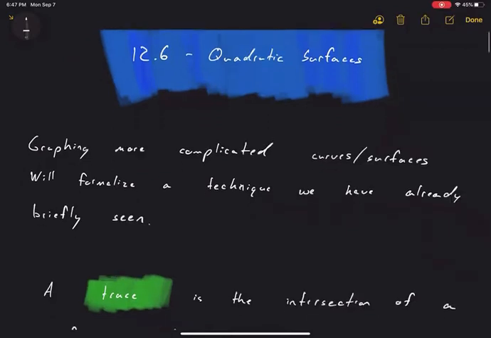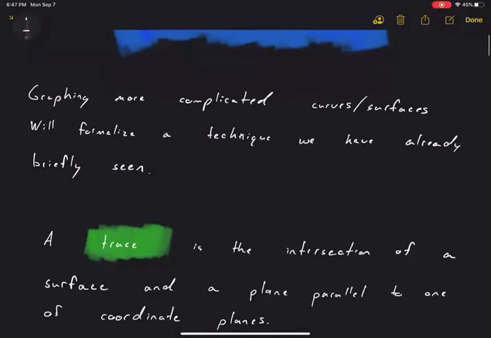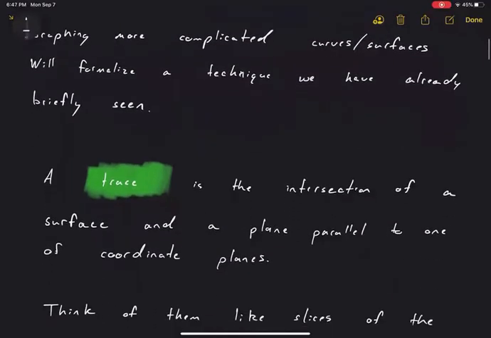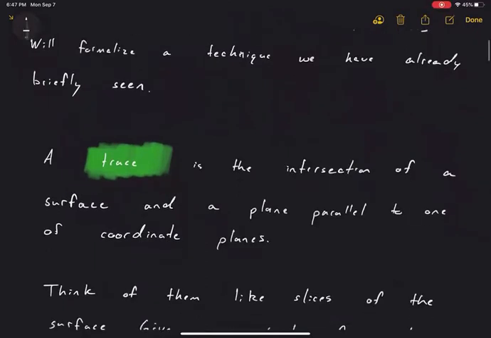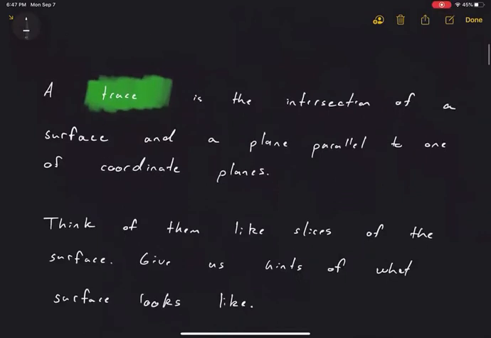Okay. So we're going to be graphing slightly more complicated things, as I said, and this technique we've kind of used already, at least I have, as I was drawing stuff during these lectures. It involves this idea of something called a trace. So what is a trace? The technical definition is that it's the intersection of a surface and a plane parallel to one of the coordinate planes. Okay, so what does that mean?